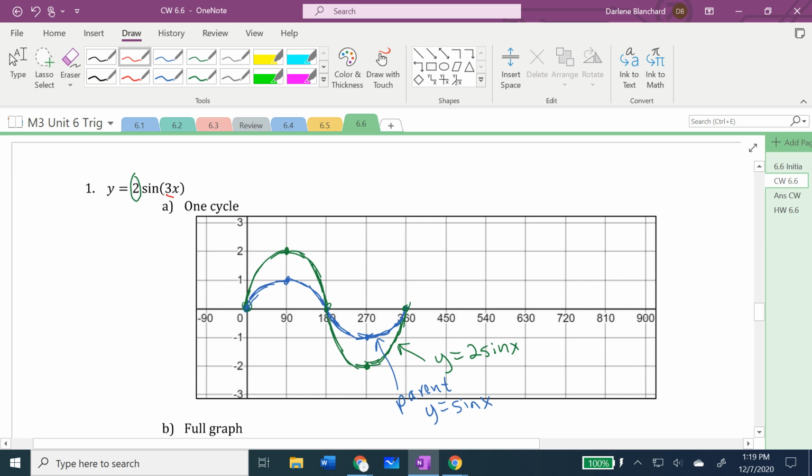I see that x is multiplying by 3. That means I'm going to take all of the x coordinates. I've got 0, 90, 180, 270, 360. I'm taking all of those x coordinates and looking at the green graph. Sorry, I'm colorblind. In fact, for those of you that are colorblind, let me erase the parent graph so that you can see better where we are.